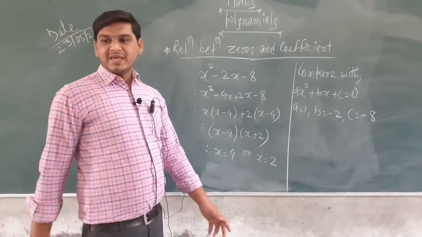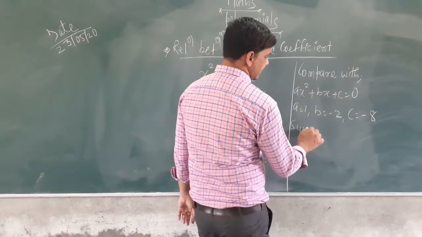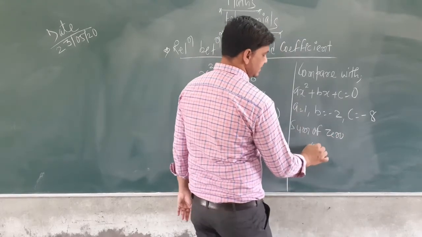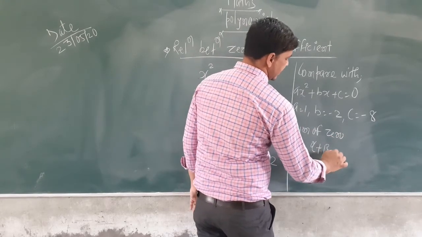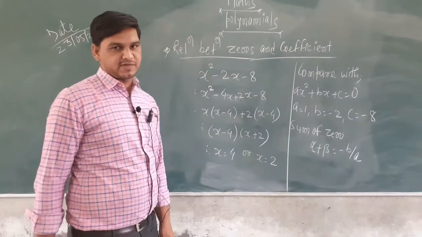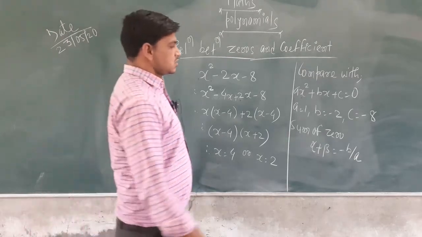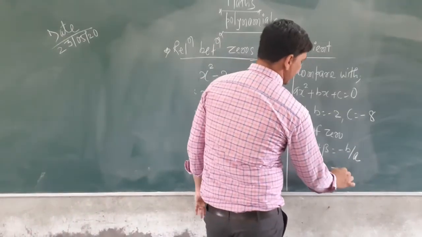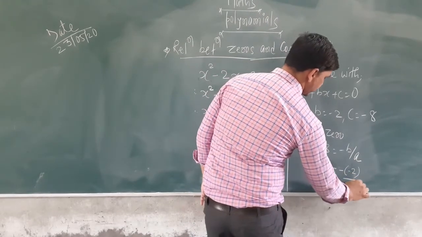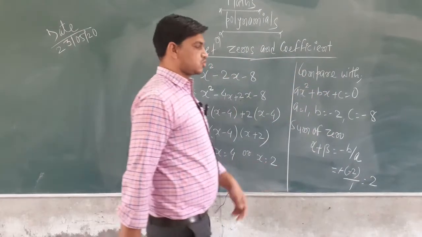Now we have to find the sum of the zeros. The sum of the zeros, alpha plus beta, equals minus b upon a. That is the formula, the relationship between the coefficients. So we will check the value. Minus b is minus of minus 2, upon a equal to 1. Minus minus cancels, and the answer is 2.